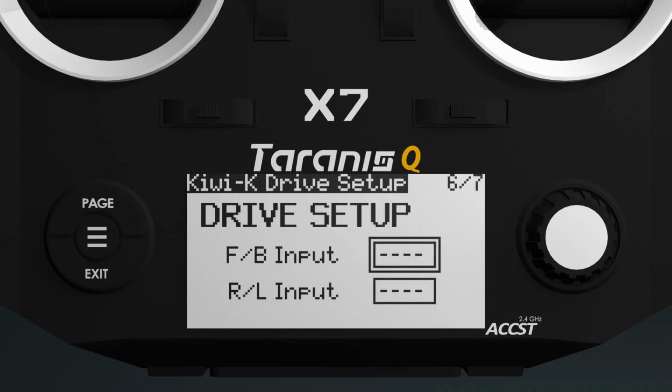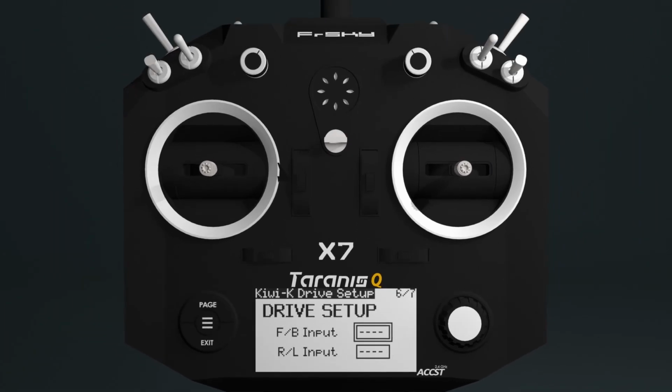Next is setting up the drive. If you didn't check any of the weapon boxes, you'll skip straight here. This page has two inputs, one for forwards and backwards, and the other for left and right turning. I'll set these up on the right control stick of my transmitter, setting the forward and backward to the elevon, and the left and right to the aileron.